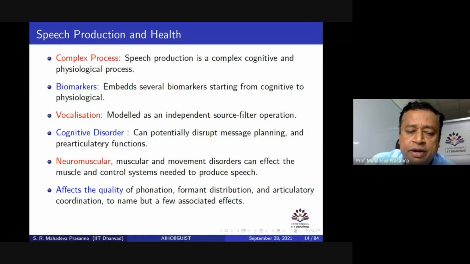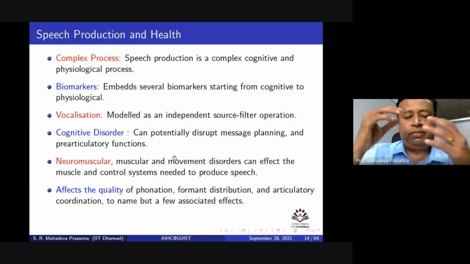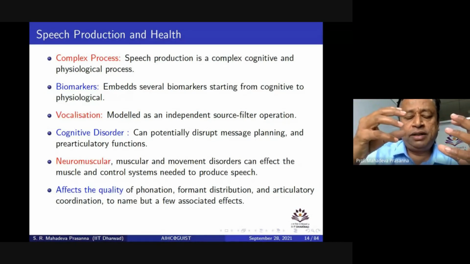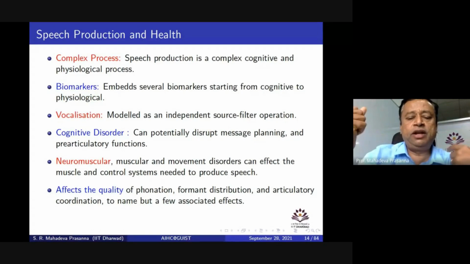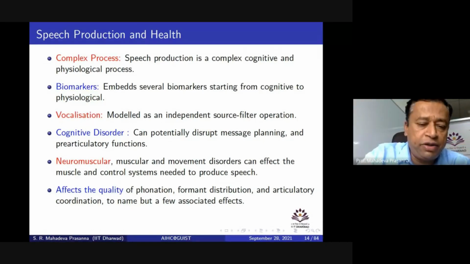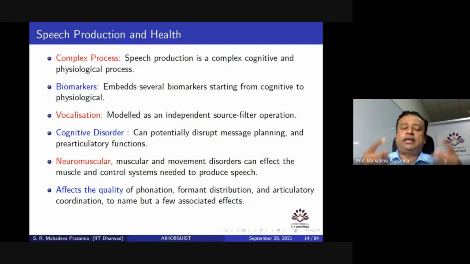For example, even without any cognitive disorder, the way the person produces or generates the speech signal will be quite different compared to the normal case. So even before generating the speech, that information is embedded into the signal because there is already a cognitive disorder.